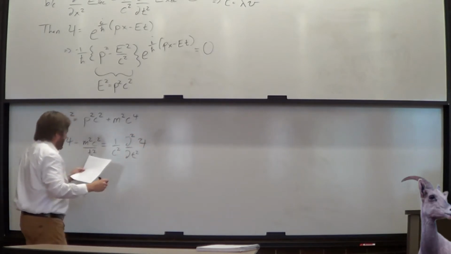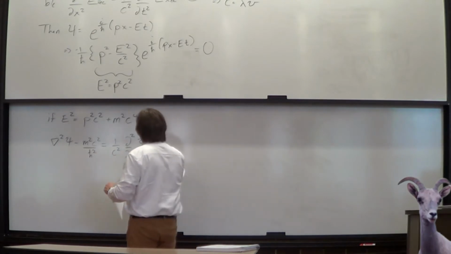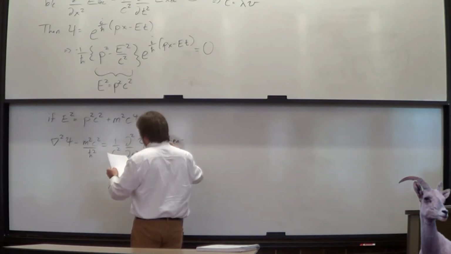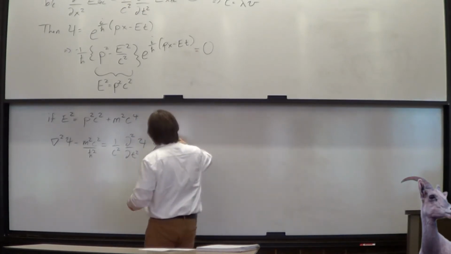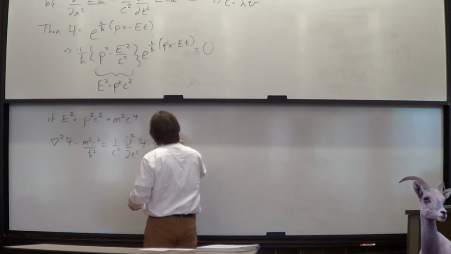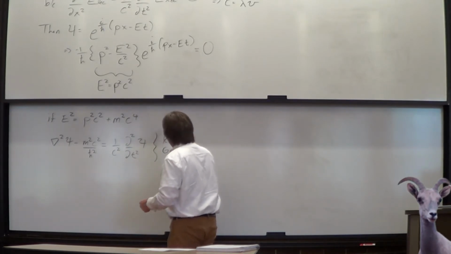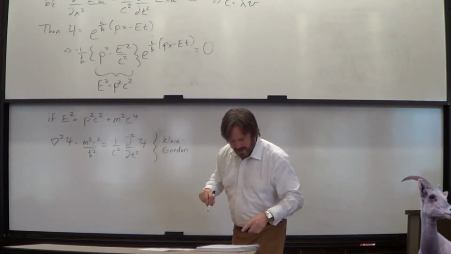Okay, and so there you go. And again, this is the Klein-Gordon equation. I think I'm misspelling that. As I got older, I don't spell so well. Gordon. Yeah, it's a different, yeah, Gordon.